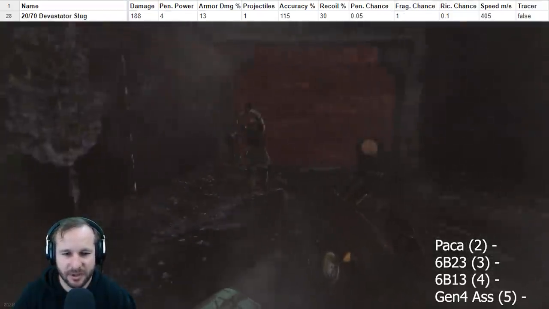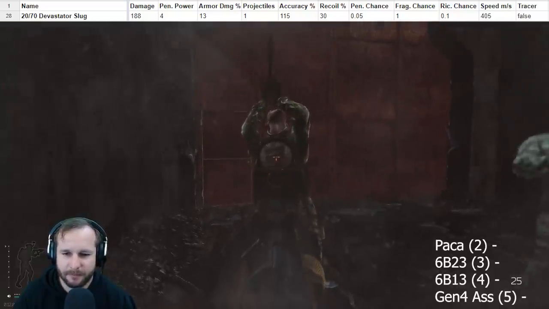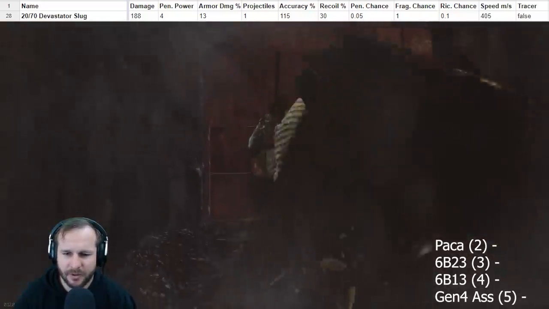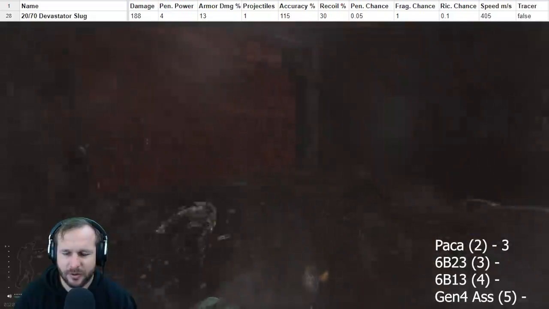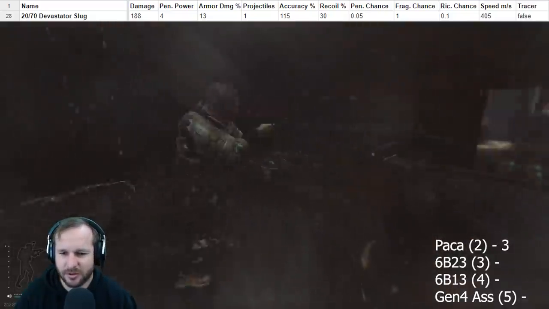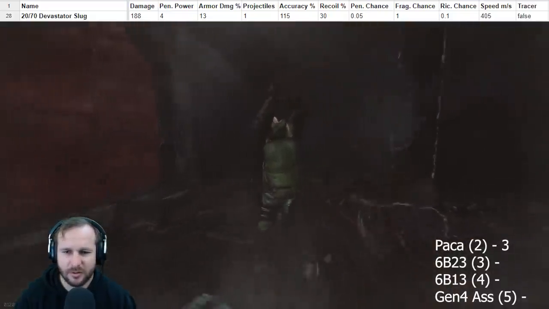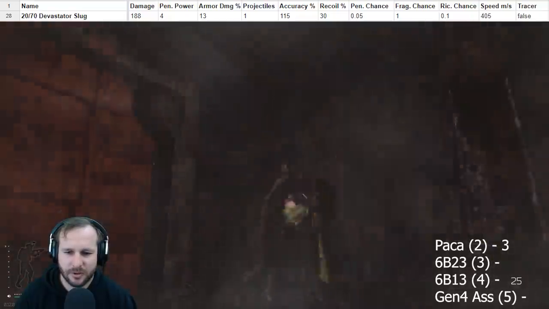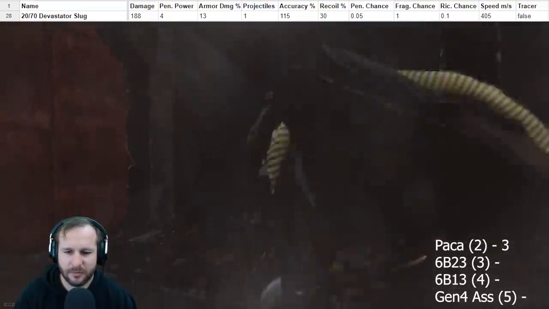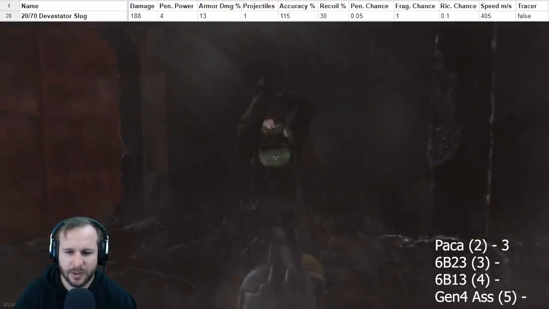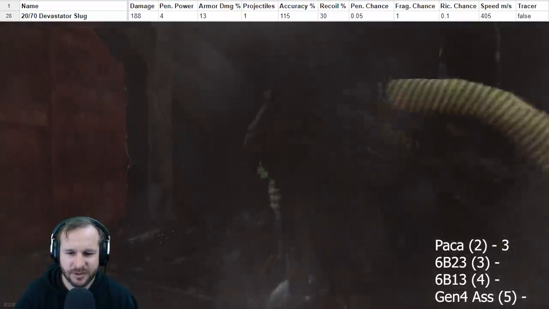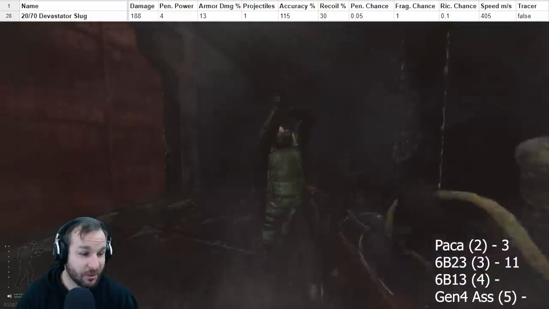Now, I specifically got this one because it has a very low pen and 1 projectile, so it's a slug, but its damage is insane. With the Packer, it dropped it down in 3 shots, which is pretty much common across the board. Everything except for the Paluva did it in 3. And then when it came to the 6B23 armor, this one took a whopping 11 shots to get through.